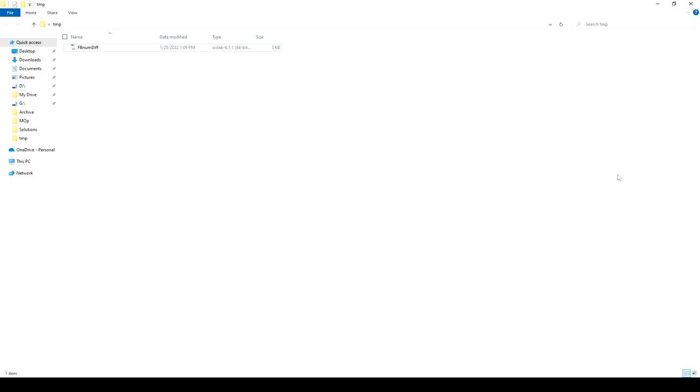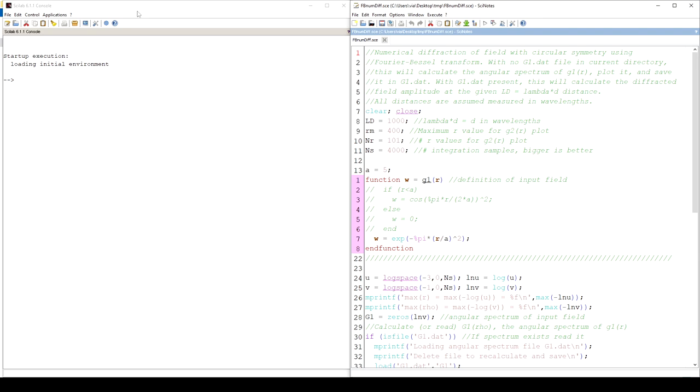So here is that code. We define here our function g1 of r. This is just a Gaussian beam with a radius of a, which will be 5. All distances are interpreted as being in wavelengths, so this is a radius of 5 wavelengths. And then ld here, that's lambda times d, is the distance in wavelengths. So we're at 1,000, that's pretty far away. And rm here is just going to be the maximum value for our g2 of r plot.